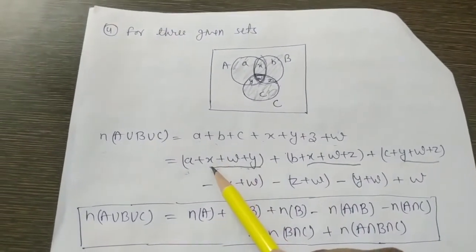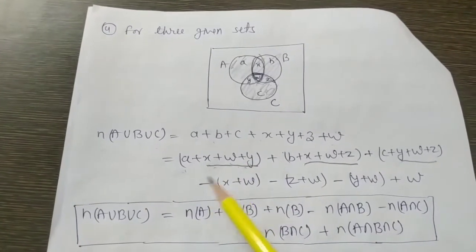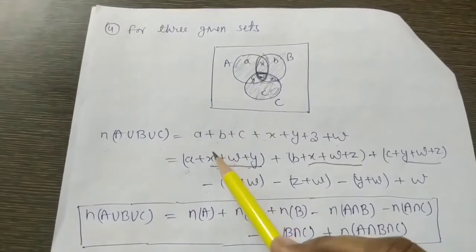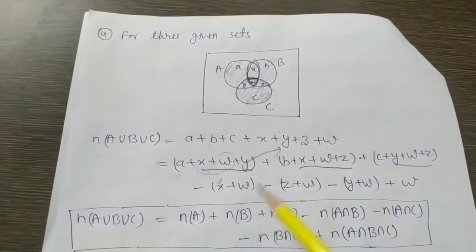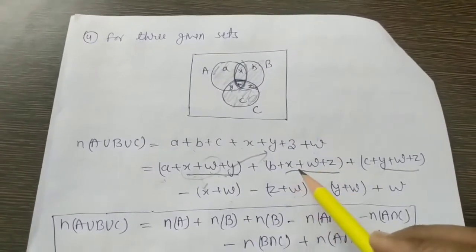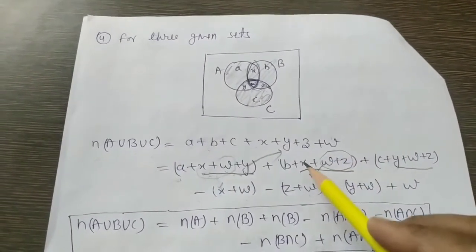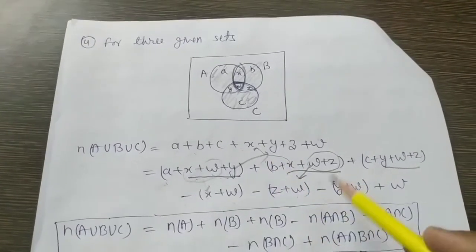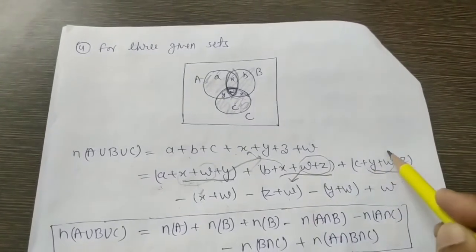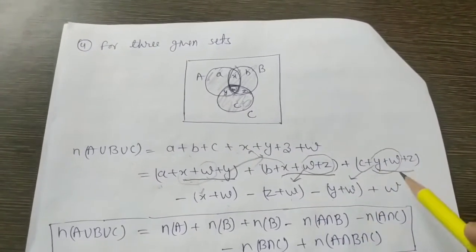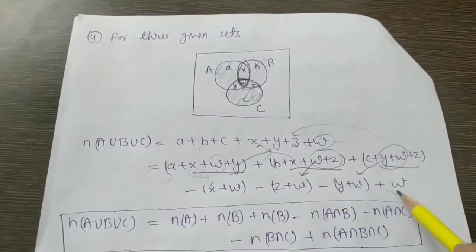Here I have added X, Y and W. That's why I am subtracting X plus W. This Y is additional, that is we already have. In this part, I am subtracting W plus Z. X we already have. And this part, Y plus W is added and subtracted. Z we already have. And W is remaining here. We have added W.